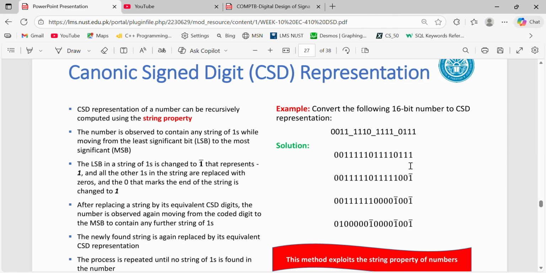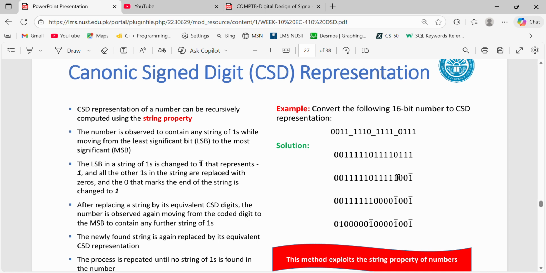At the start of consecutive ones, we'll put a minus one. One bar represents minus one. And when we are going through consecutive ones, like this is a consecutive one, we'll put a zero. This is a consecutive one, we'll put a zero. Here, the string of consecutive ones breaks as we get a zero, so we'll put a one here. After this part, the representation will be exactly the same.